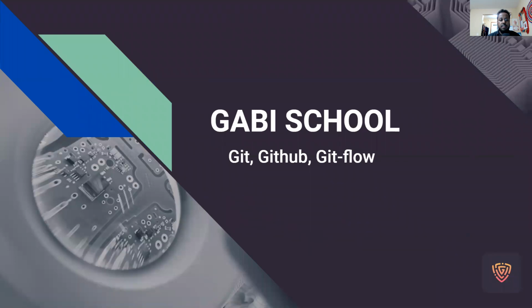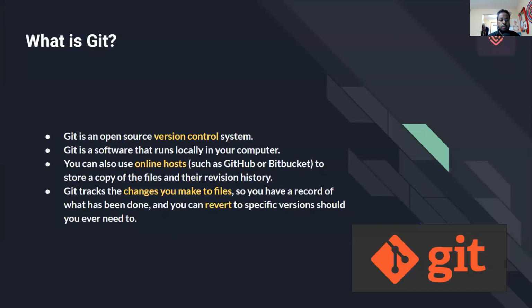So what is Git? Git is an open source version control system, a technology that's not connected to anyone. Someone created it, so it is open source. It's free, and you can install it on your computer. So Git is software that can run locally on your computer, and it can also run online on websites like GitHub and other websites like Bitbucket.